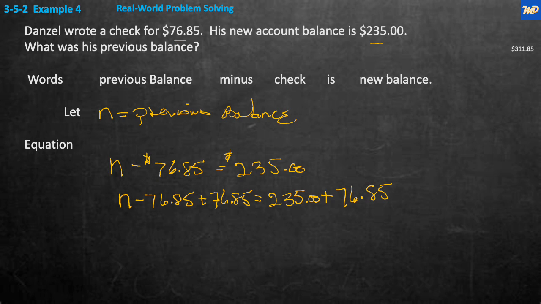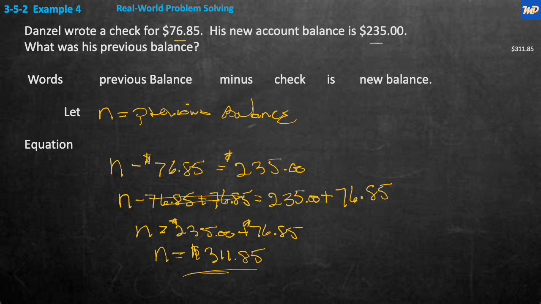So the 76.85s on the left cancel, and we're left with the n, and the n is equal to 235 even 00 plus 76.85 dollars, right? Everything's dollars. So n is equal to $311.85. There's the solution to that.